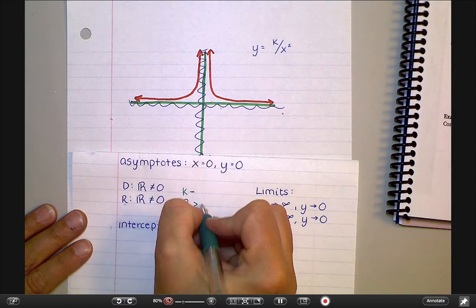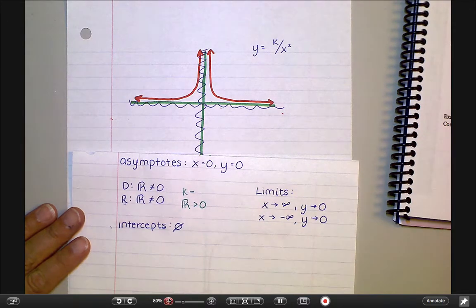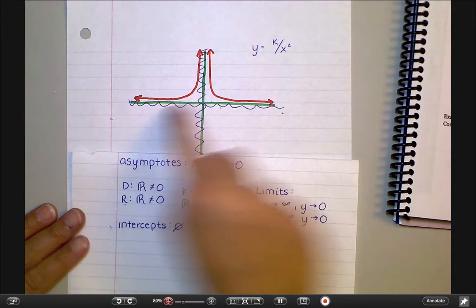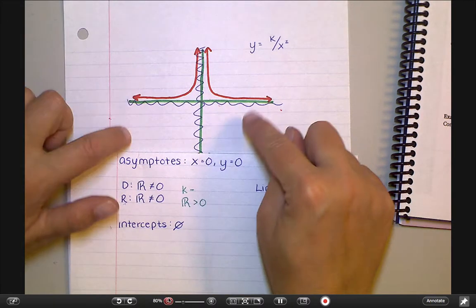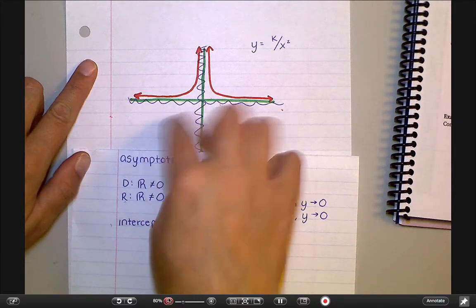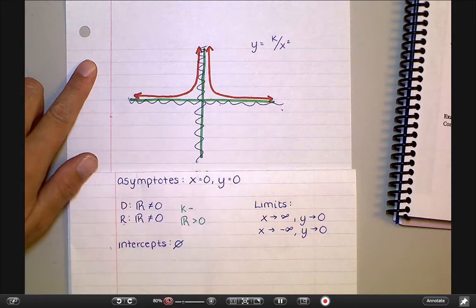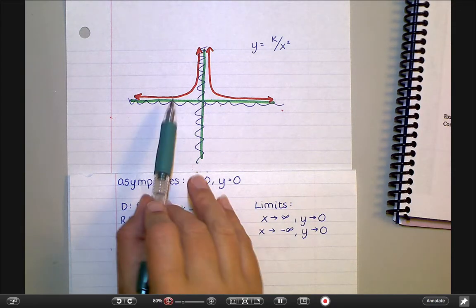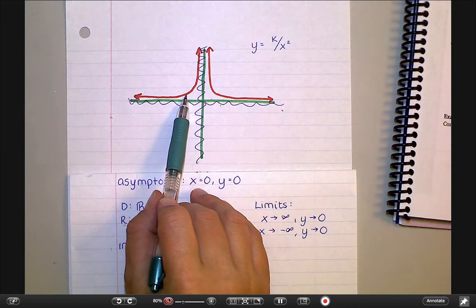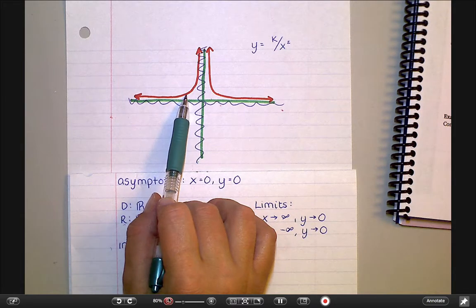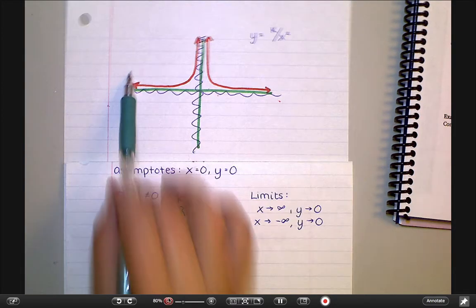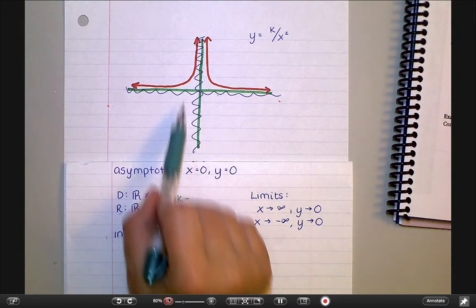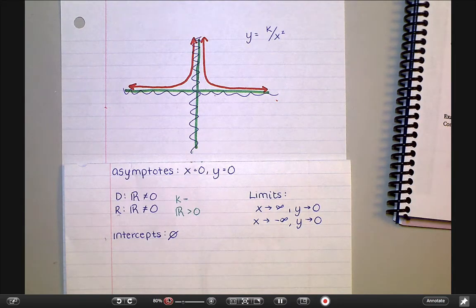Numbers above 0, okay? Because notice both of your red branches here are up above 0. You no longer have anything heading downward. So we can't just say it's all real numbers except 0 because now this branch of the graph is up here. So it's everything above 0. Notice I didn't do the equal sign because it's not actually touching 0.